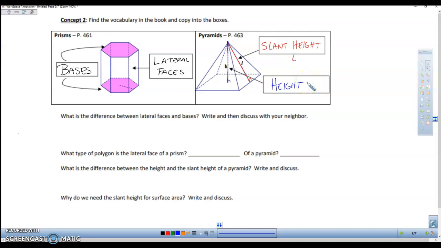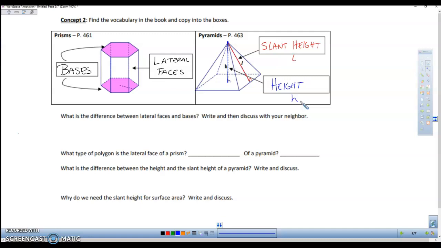What is the difference between the lateral faces and the bases? If you're watching this at home, that means you weren't in class today, which means you don't have a partner to discuss this with. So pause the video, take a moment, and think about what's the difference between lateral faces and bases. I just mentioned some of that in my discussion.